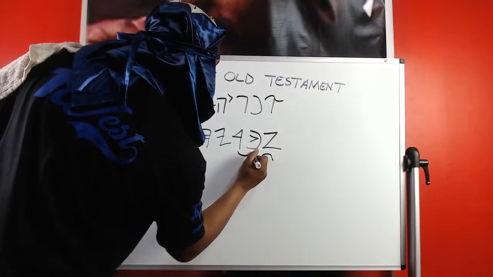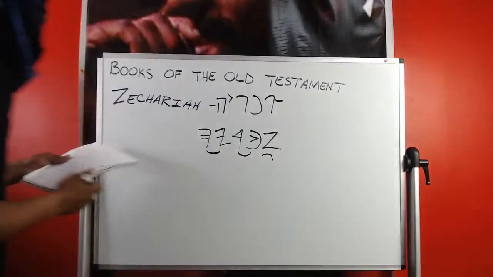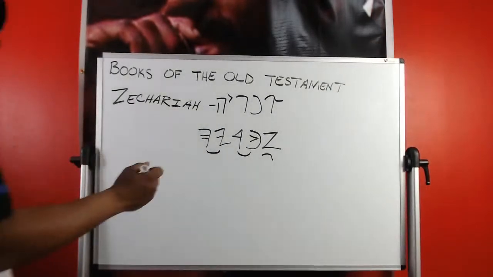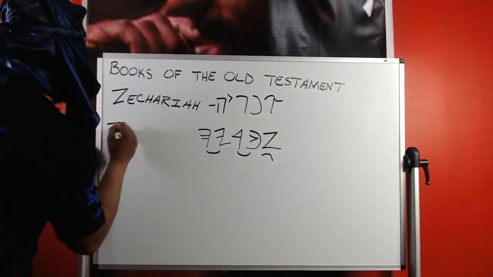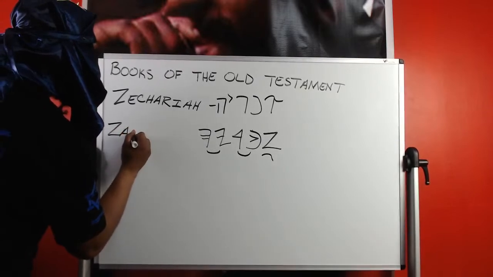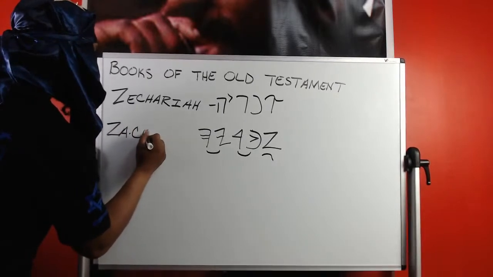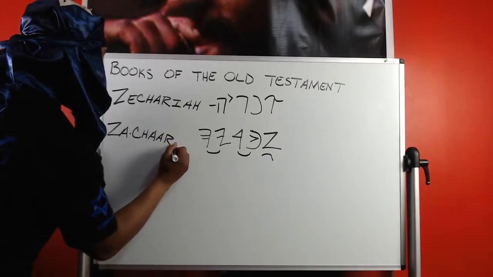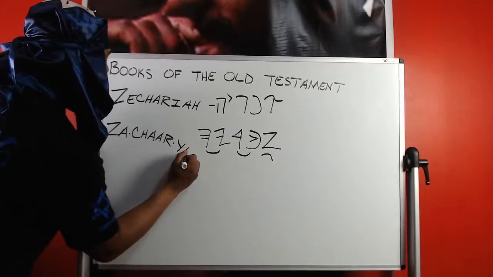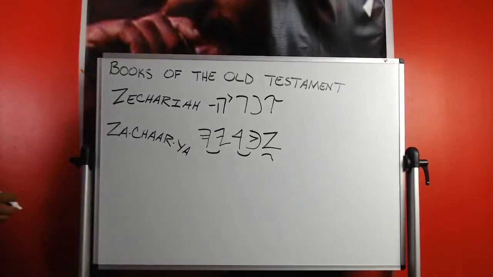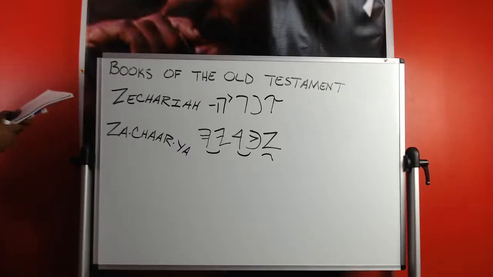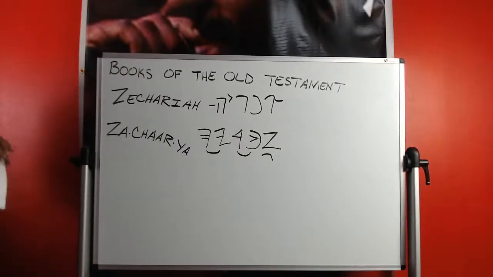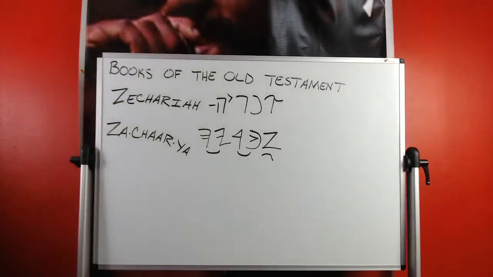Zakaria. Zakaria. Very good. So, how do we write it out in English? Zakaria. Very good. All right. Everyone have this written down?